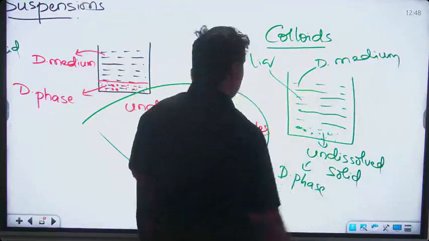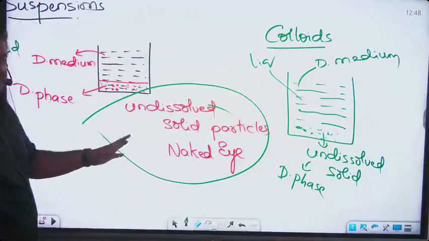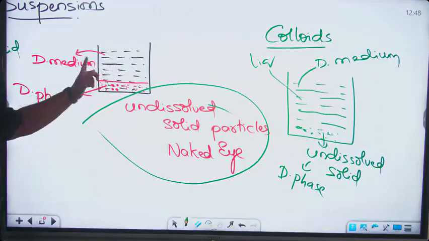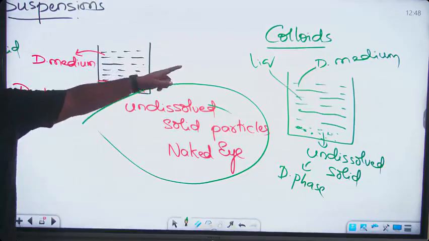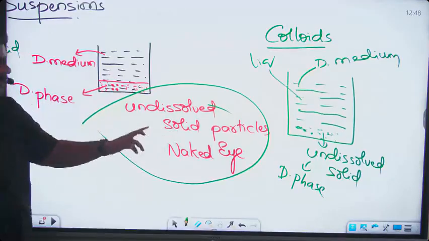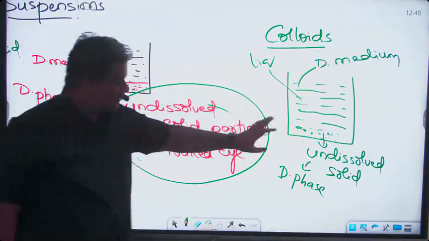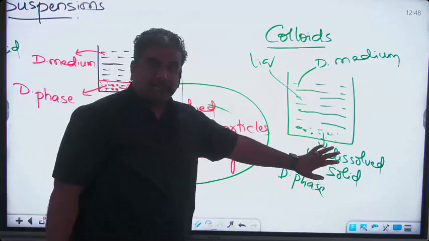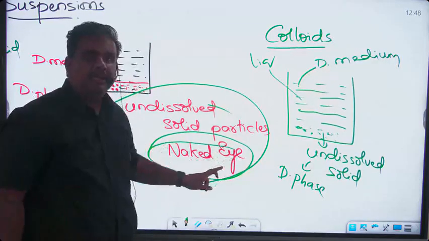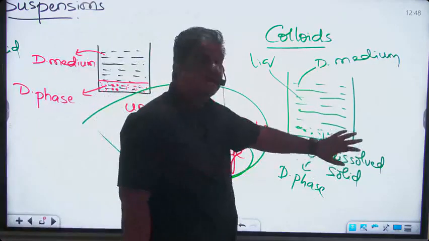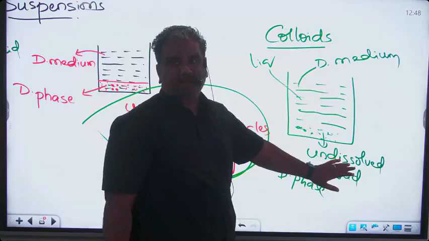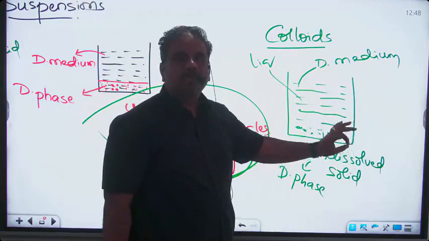మరి colloids కి సస్పెన్షన్ డిఫరెన్స్ ఏమైనా ఉందా? వాట్ ఇస్ ద డిఫరెన్స్ హియర్? ఇక్కడ కూడా డిస్పర్స్డ్ మీడియం లిక్విడ్ ఉంది, అక్కడ కూడా డిస్పర్స్డ్ మీడియం లిక్విడ్ ఉంది. ఇక్కడ కూడా డిస్పర్స్డ్ ఫేజ్ సాలిడ్, అక్కడ కూడా డిస్పర్స్డ్ ఫేజ్ సాలిడ్. అలాగే అన్డిజాల్వ్డ్ సాలిడ్ అన్నాం, ఇక్కడ కూడా అన్డిజాల్వ్డ్ సాలిడ్ అన్నాం. కానీ డిఫరెన్స్ ఏంటి అంటే హియర్ ఇన్ దిస్ కేస్ it is visible to naked eye, but here in this case undissolved solid particles are not visible to naked eye. That is the only difference here.